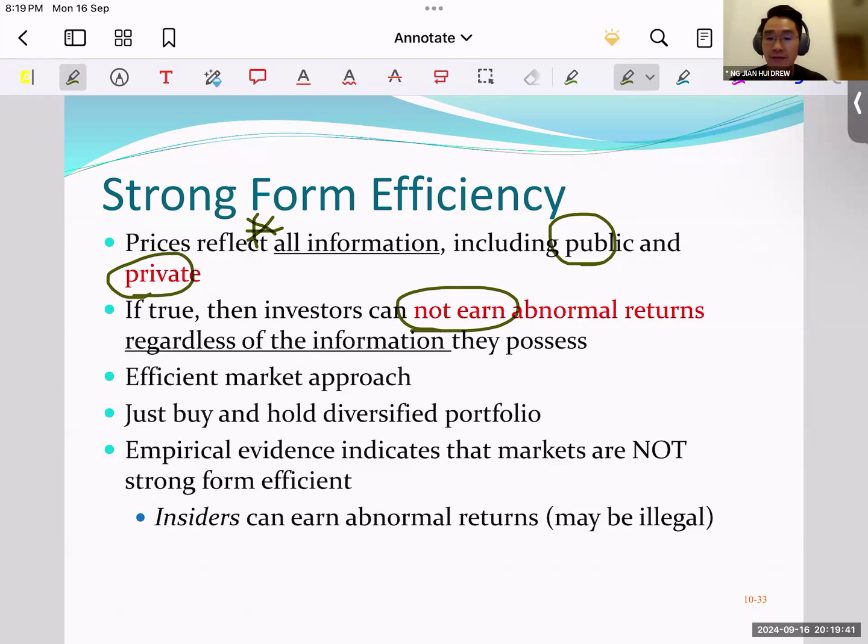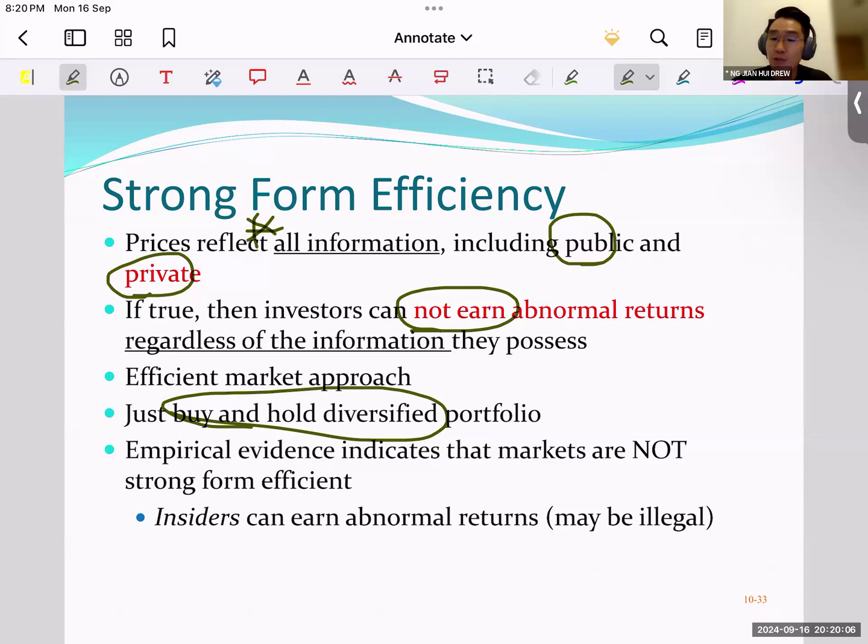Because any information you have, even insider information, any kind of information, will all be priced in. Because of this, there's no point in buying one specific stock or trying to beat the market. So what do we do? We just hold a diversified portfolio, like the S&P 500, right? Because there's no way we're going to beat the market. We just hold a diversified portfolio and leave it there.